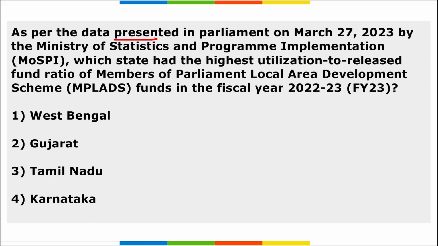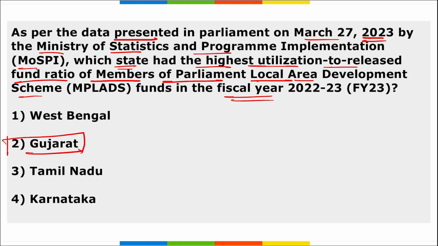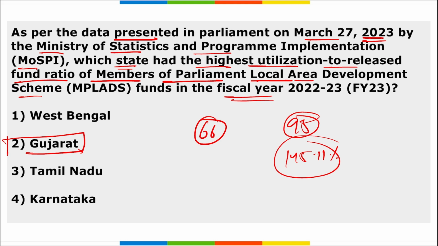Next, as per the data presented in Parliament on 27th of March 2023 by the Ministry of Statistics and Programme Implementation, which state has the highest utilization to released fund ratio of Members of Parliament Local Area Development Scheme funds in fiscal year 23? It will be Gujarat. While 66 crore rupees were allocated to the state, it utilized almost 95% or around 145.11%, meaning they had to take more money for the work to be done.